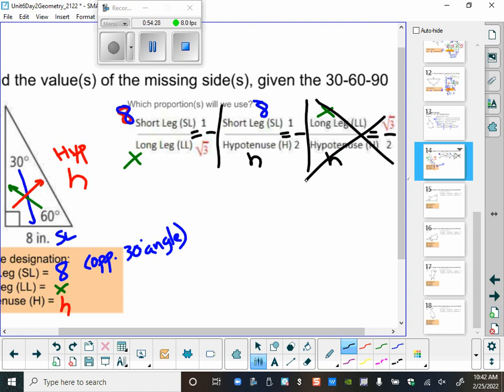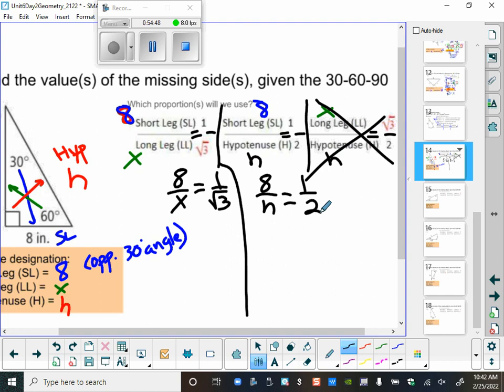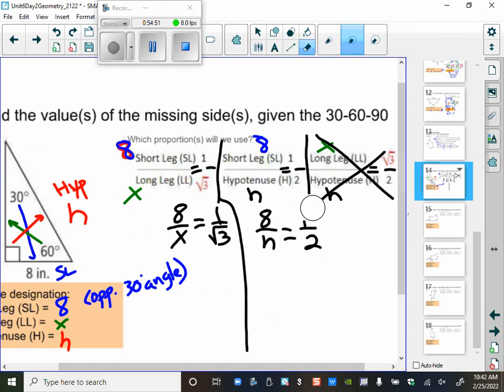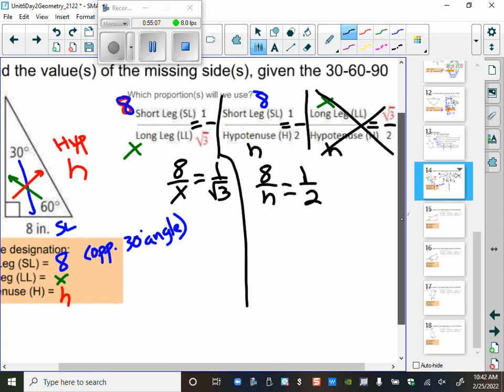That's right. Here, you have 8 over X equals 1 times square root of 3. That's for this one. And in this one, you have 8 over H equals 1 over 2. Let me fix that a little. Can we solve for these two proportions? You can. You can solve for both of these proportions, actually.